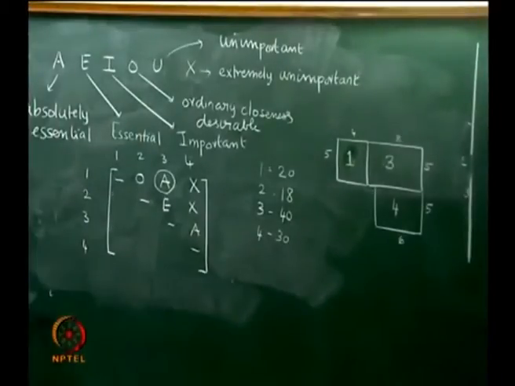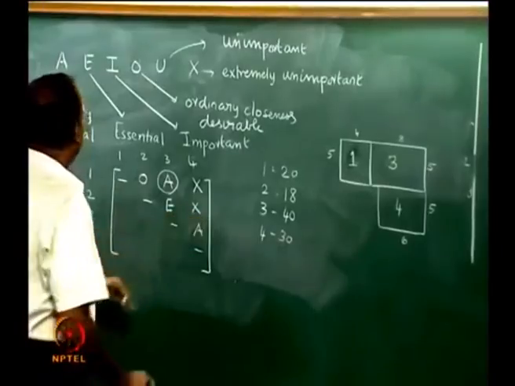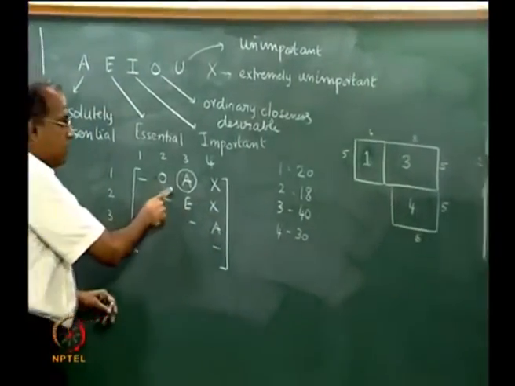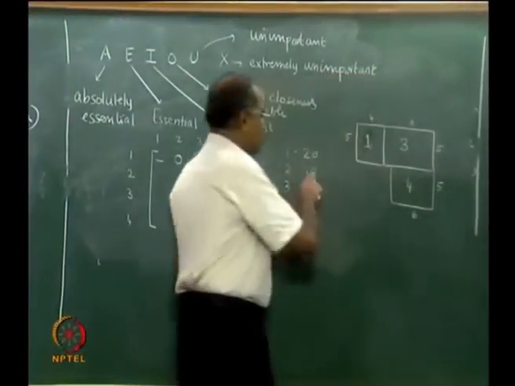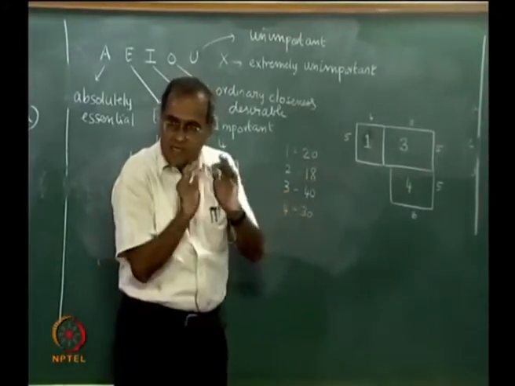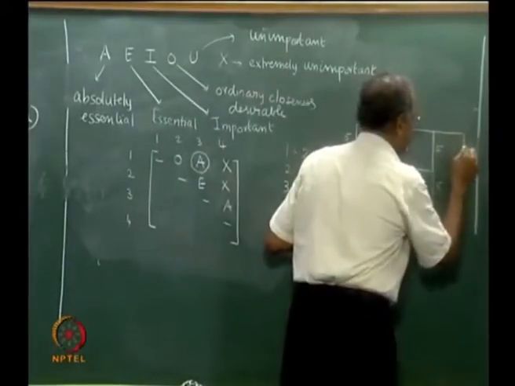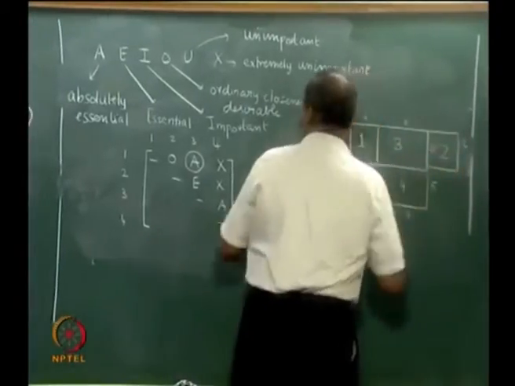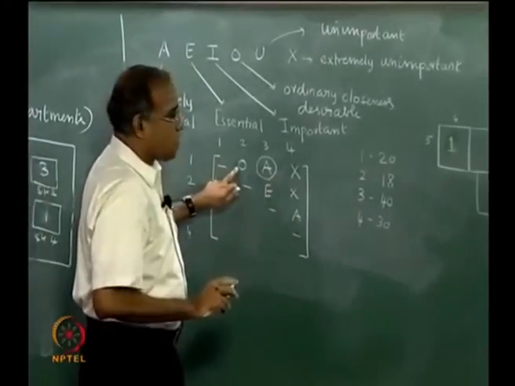Now the only one that remains is 2. So 2 has an O, E and X. So E is the next best, 2 to 3 is E. So we could think in terms of putting 2 somewhere here, 2 is 18. So 2 could be a 6 into 3, or it could be a 5 into 4 minus a small quantity. So we could think in terms of 2 coming somewhere here, because 2 to 4 is also an X, 1 to 2 is O.